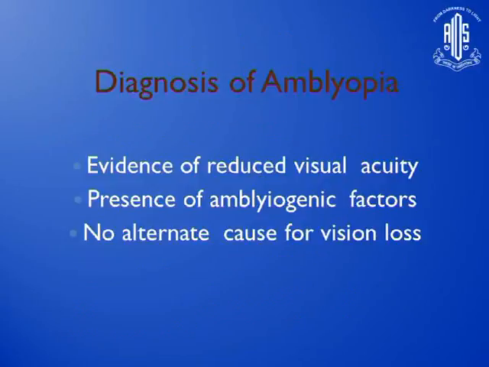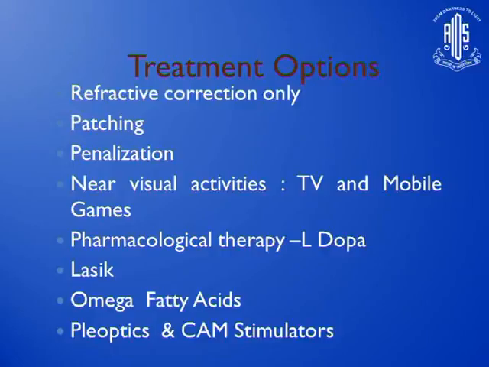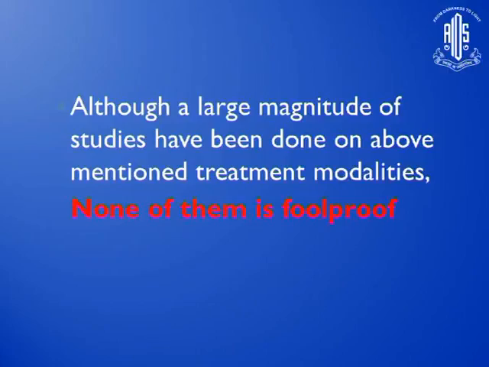The diagnosis of amblyopia requires evidence of reduced visual acuity, presence of amblyogenic factors, and no alternate cause for loss of vision. Various treatment modalities are available to treat amblyopia. A large number of studies have been done, however, none of them is foolproof.